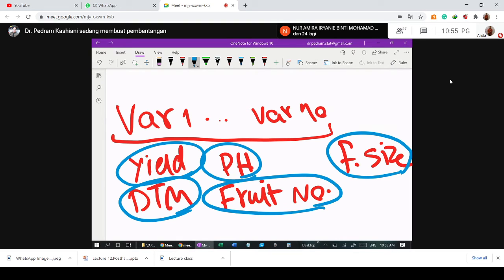If I want to say which variety is the best overall, meaning the variety with the highest everything, I have to use MANOVA. In MANOVA analysis, yield, days to maturity, plant height, fruit number, and fruit size, all of them are considered as one data set, and we use it to calculate MANOVA. So this is MANOVA.